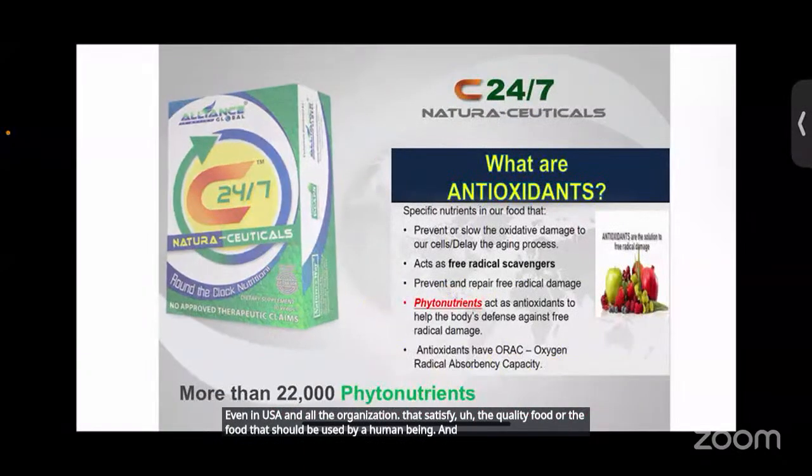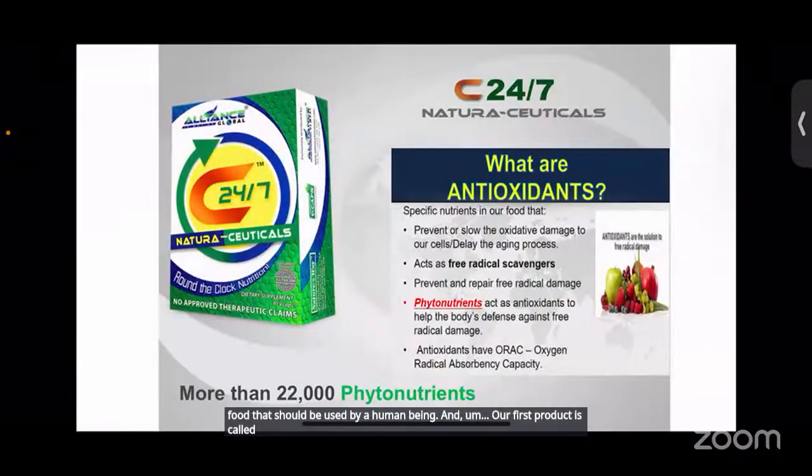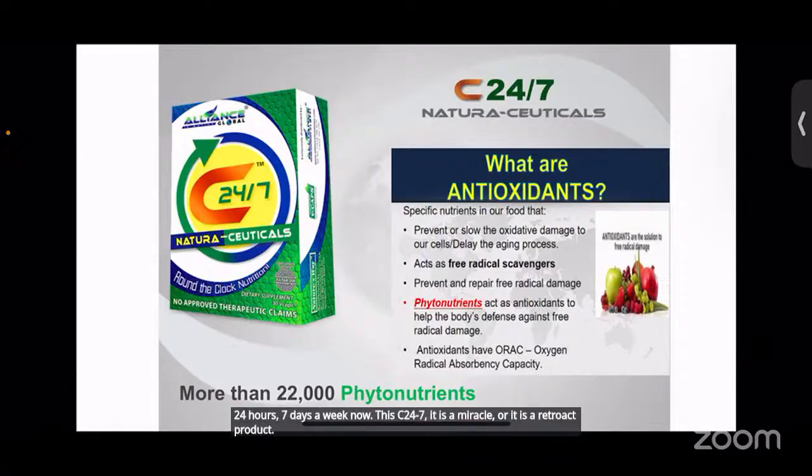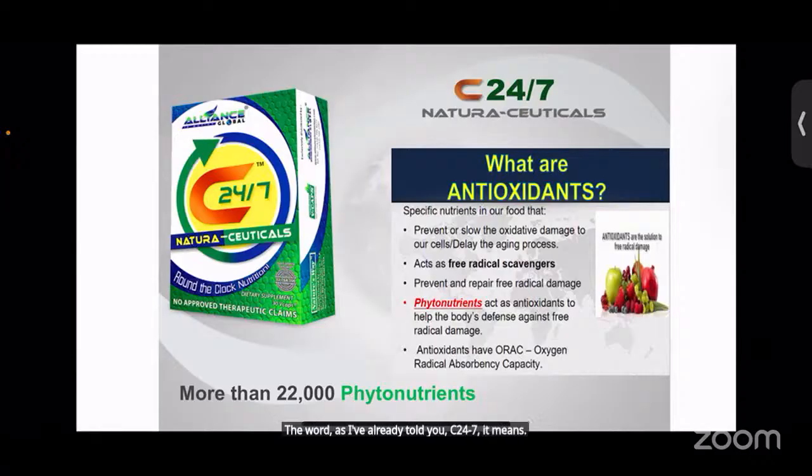Our first product is called C24/7. C24/7 means complete nutrition, 24 hours, 7 days a week. Now, this C24/7 is a miraculous product. This C24/7 has more than 22,000 phytonutrients.